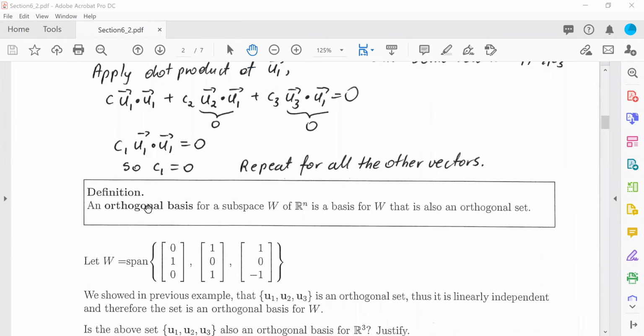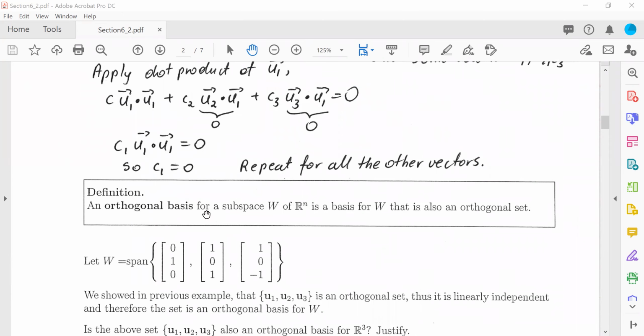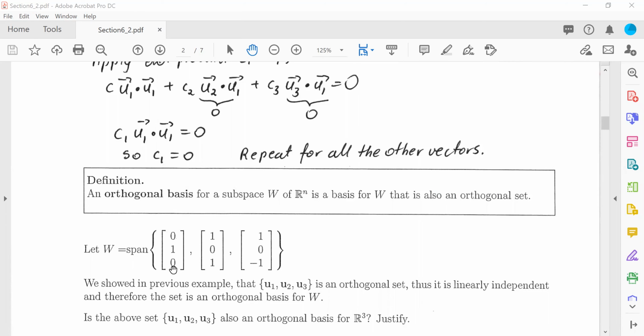Now we have a definition: an orthogonal basis for a subspace W is a basis for W that is also an orthogonal set. So an orthogonal basis must be a basis that is orthogonal. So for each two vectors, the dot product must be 0.